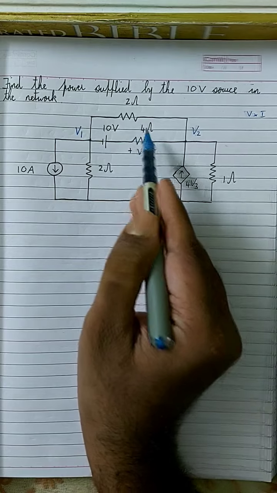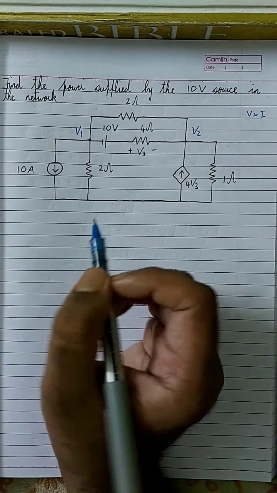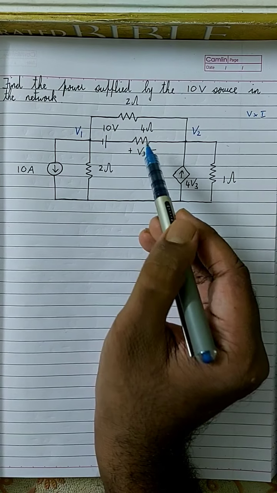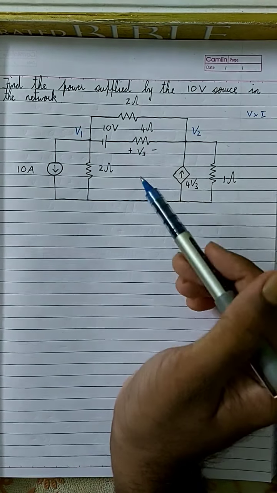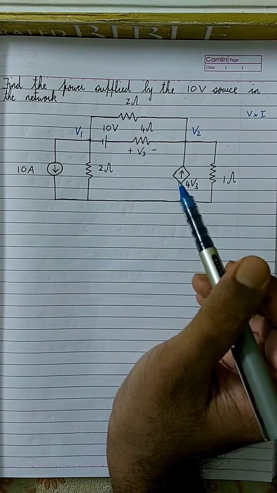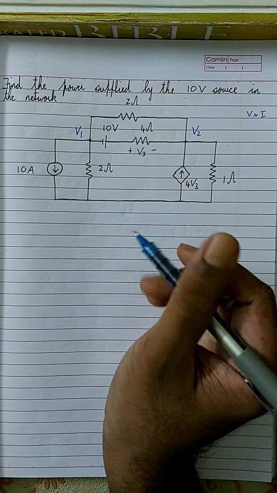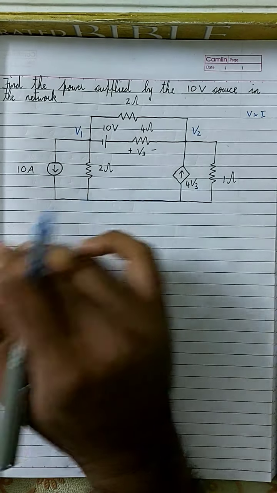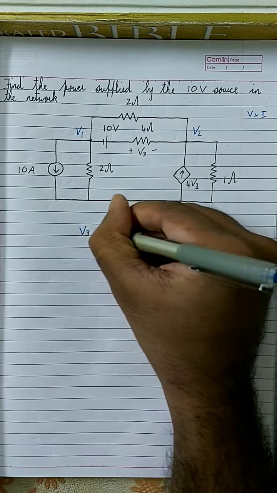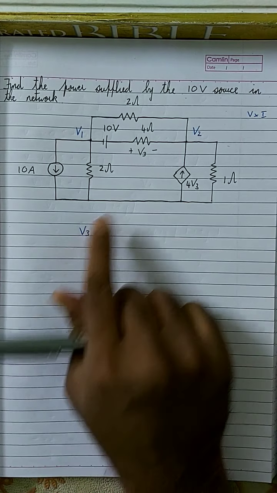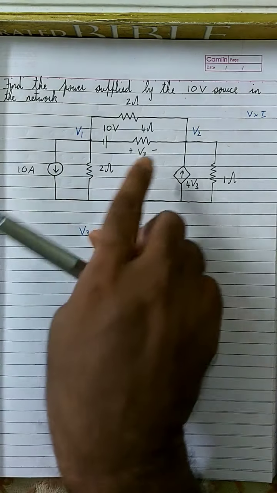V3 is the voltage across this resistor. Now this is a little bit tricky for you to understand. What is the value of V3 in terms of V1 and V2? How do you write the equation for V3? I want you all to write the equation of V3 without my help. Try to pause this video and write the equation of V3, the voltage across this resistor, and see if your answer is correct.